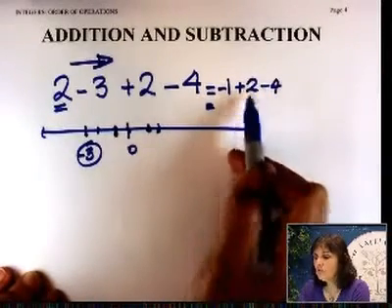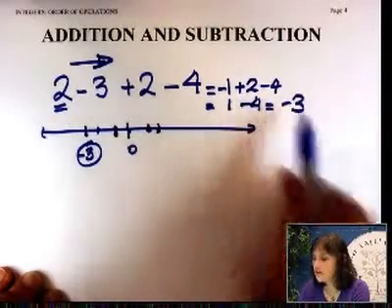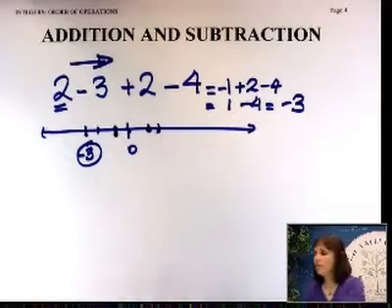Negative 1 plus 2, that's 1. 1 minus 4, that's negative 3. So when you do them left to right, you won't get in trouble.